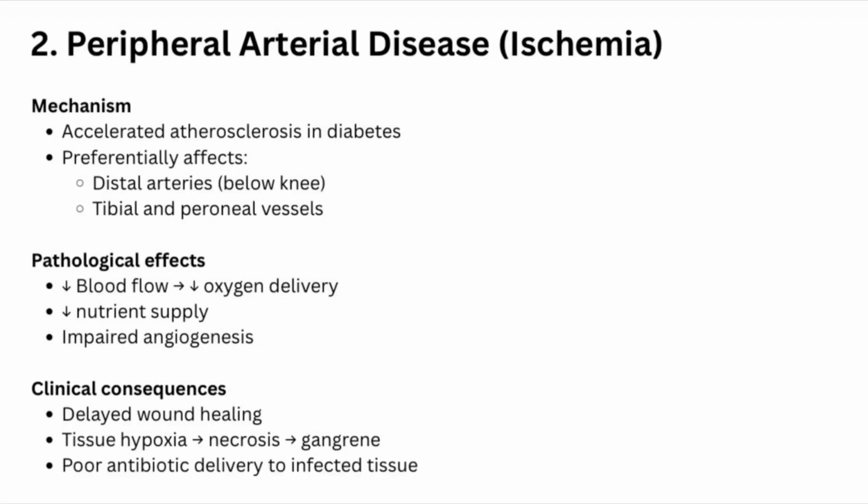Now, moving to the second major mechanism, peripheral arterial disease, or ischemia. In diabetes, there is accelerated atherosclerosis, which mainly affects the distal arteries, especially below the knee, including the tibial and peroneal vessels.